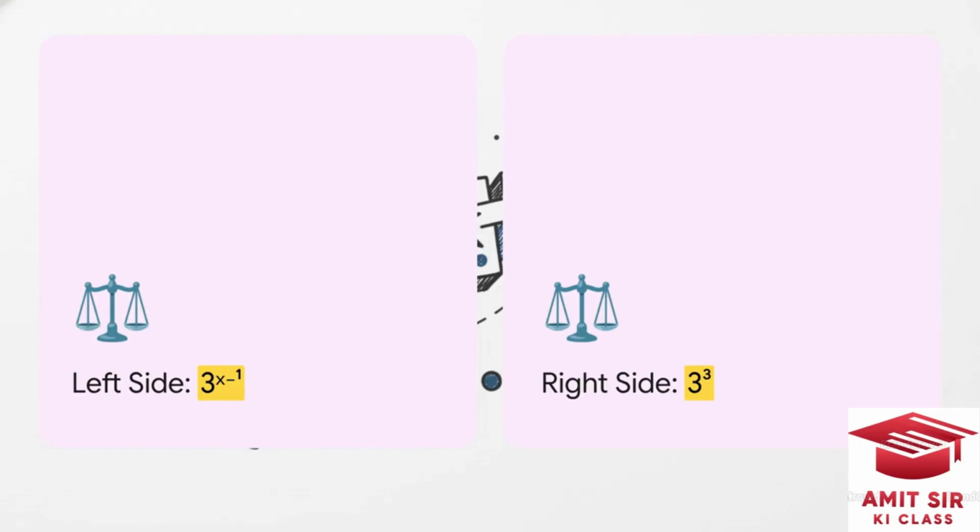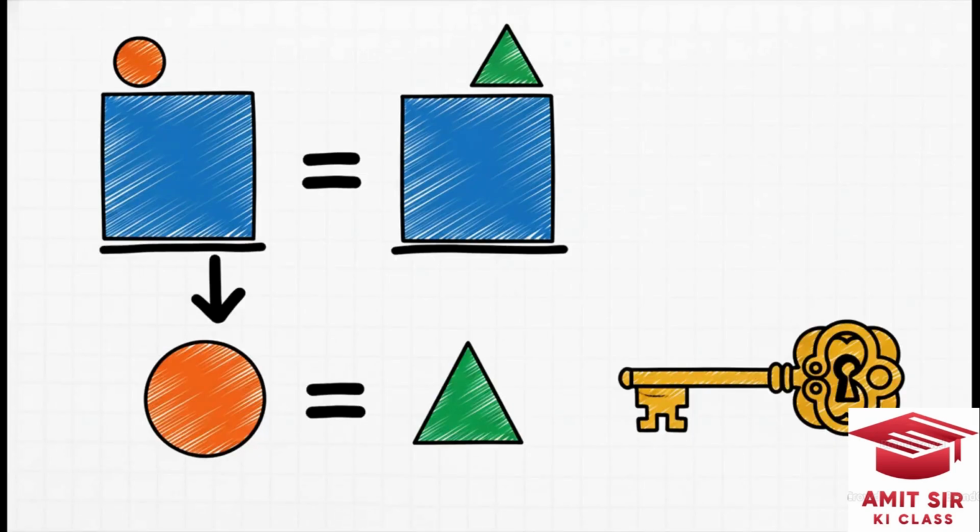So by swapping out 27 for 3 cubed, look what happens to our equation. We've got 3 to the power of x minus 1 on one side, and 3 to the power of 3 on the other. This is the big breakthrough, because now the bases are the same. And that's awesome, because it lets us use another super important rule for exponents. Basically, if you have an equation where the bases are the same on both sides, it means the exponents have to be equal too. This is our ticket to solving for x.